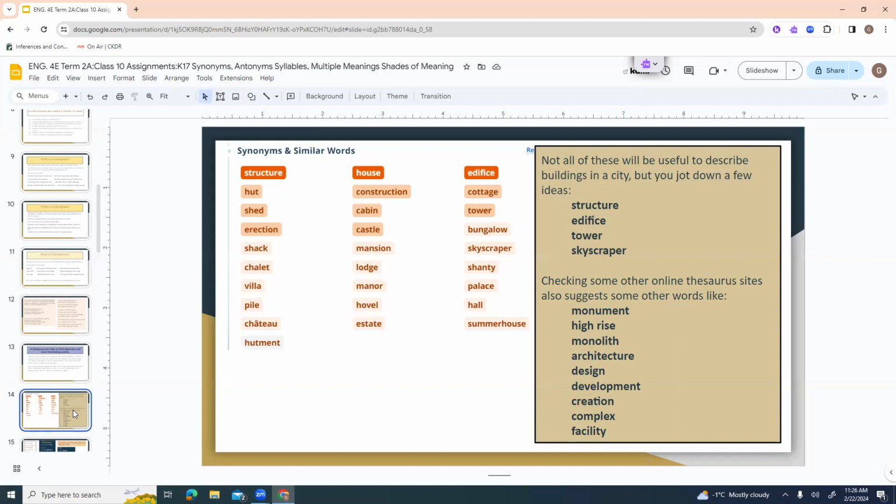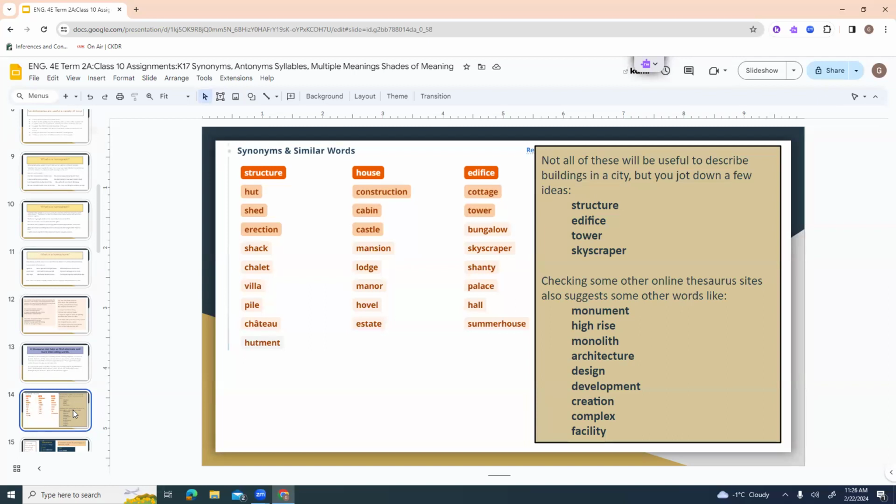Now, I also began to check some other online thesaurus sites, and some of them had different synonyms. So some of the other possibilities that came up were monument, high rise, monolith, architecture, design, development, creation, complex, or facility. I guarantee you I could not have thought of most of those on my own. It just was not coming to mind.